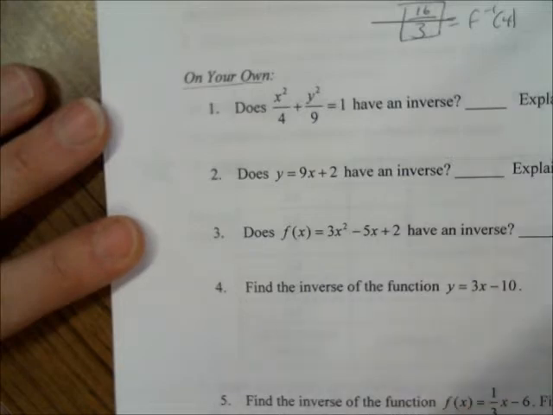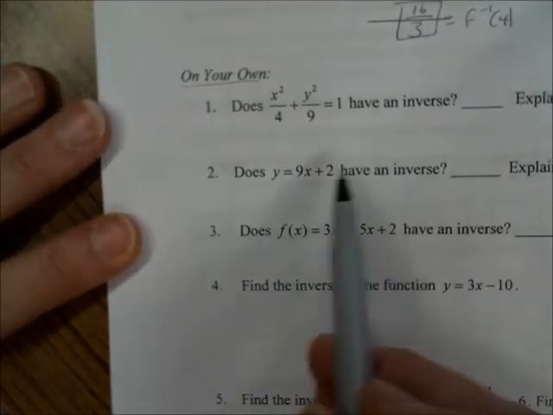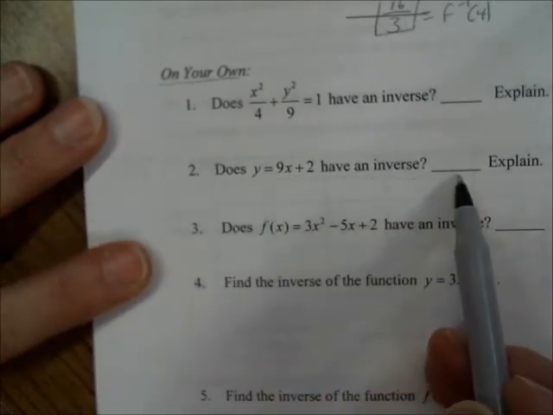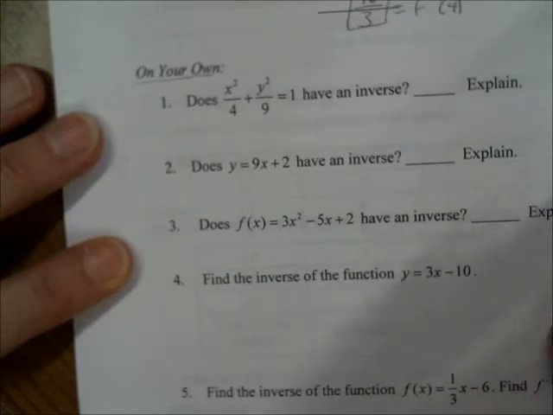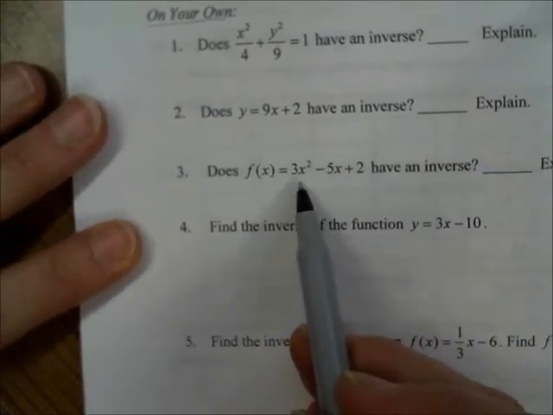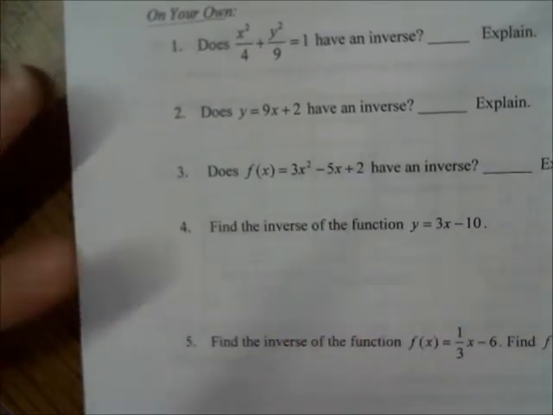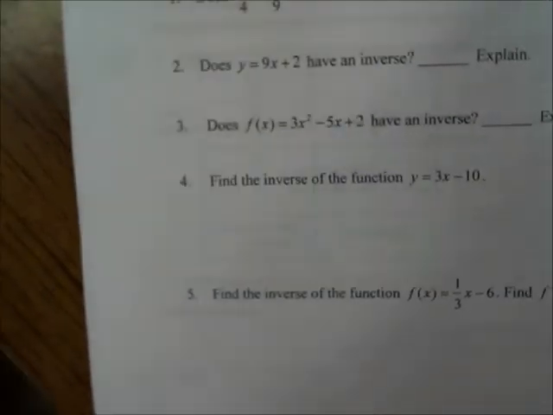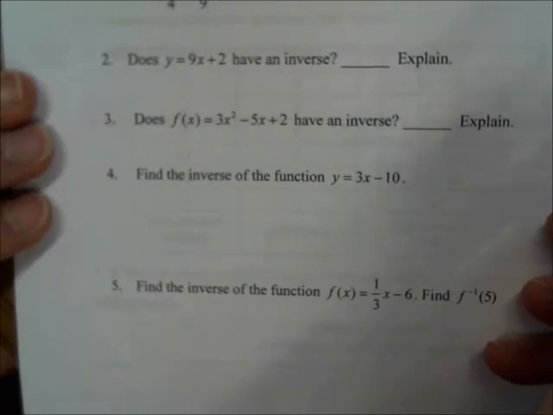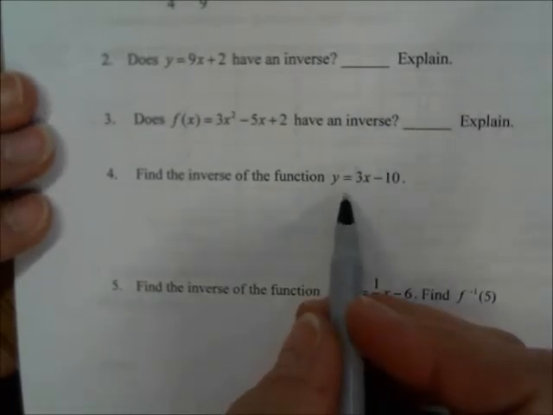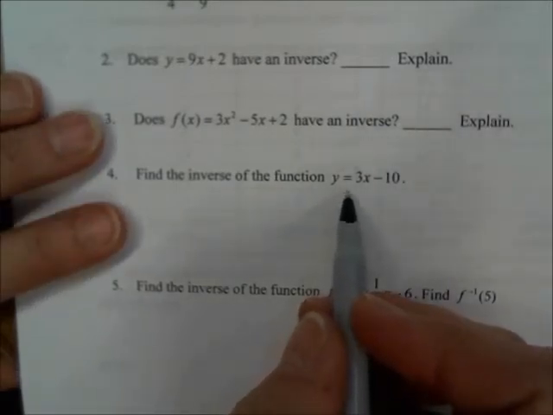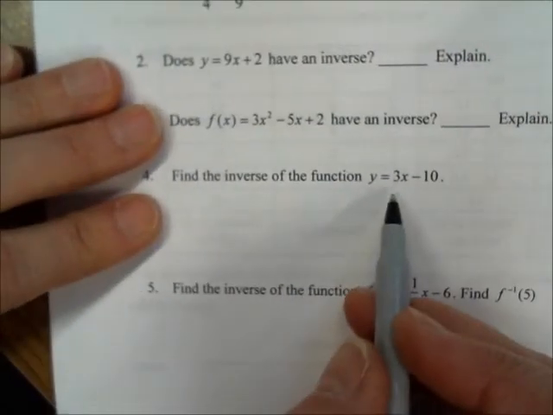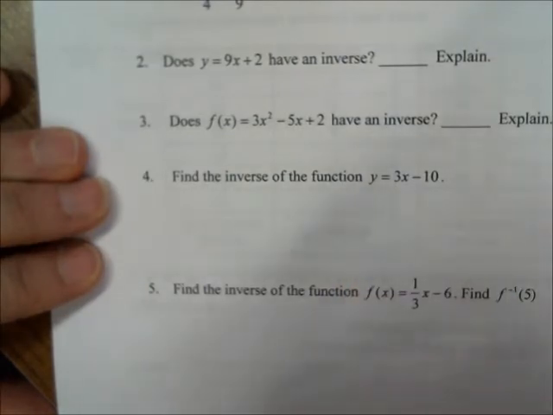If not, why not? This next one, does y equals 9x plus 2 have an inverse? Yes or no? Let's see you fill that in. And explain why. What about number 3, 3x squared minus 5x plus 2, does that one have an inverse? Yes or no? And explain your answer. Number 4, find the inverse of y equals 3x plus 10. Well, it's almost like letter B up there, so there's not too much to do if you can just follow the previous example.